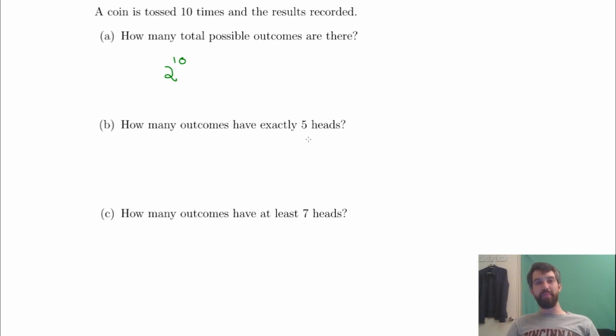Well, I have to think about how I can choose which of those 10 flips are going to have heads. Because there's 5 of them, I want to choose 5 possible spots where they're going to be heads, and the remaining 5 spots are all going to be tails. So in other words, there's 10 total flips, 5 of them are heads, and I get to choose which of those flips have the 5 heads. So it's 10 choose 5.